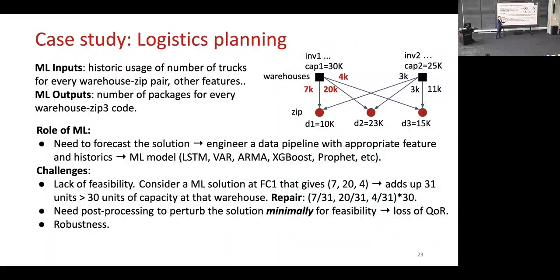This becomes 7 over 31, 20 over 31, 4 over 31, and then I multiply those fractions by 30. So that automatically renormalizes my numbers so that they meet the constraint. So this is one very easy way to repair your machine learning solution, and you got your results very fast. And I don't need to run any combinatorial optimization anymore.